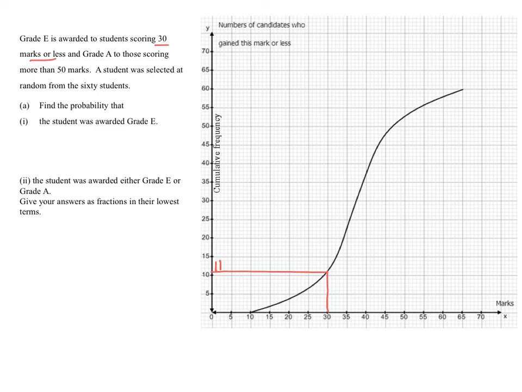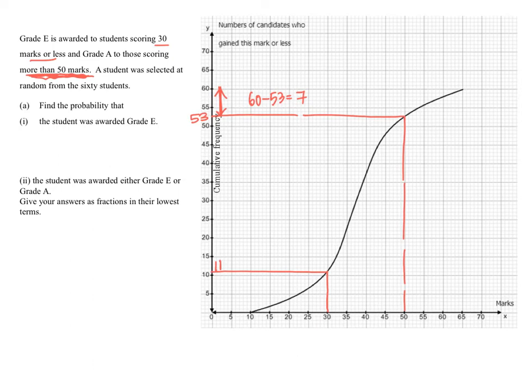And grade A to those scoring more than 50. So let's take a look at the number of marks for 50. So this is 50 marks. Number of students who have less than or equals to 50 marks is actually 53. So if you want students who score more than 50 marks, I'll need to do a subtraction. In this case, I'll have to take 60 minus 53. So there will be 7 students who score more than 50 marks.